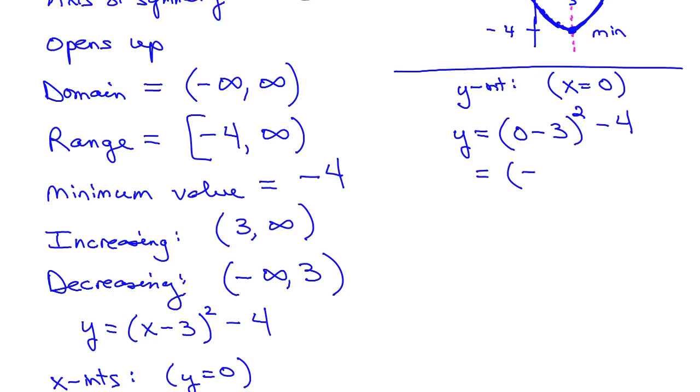Zero minus 3 is minus 3. That's squared minus 4. Negative 3 squared minus 4 is 9 minus 4, which is 5. So writing that as a point, we get the y-intercept is (0, 5).